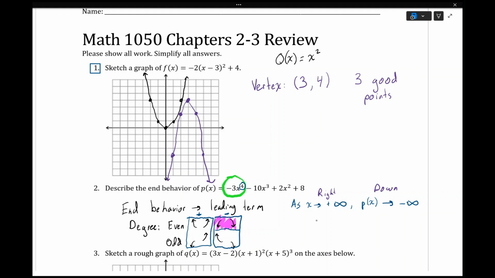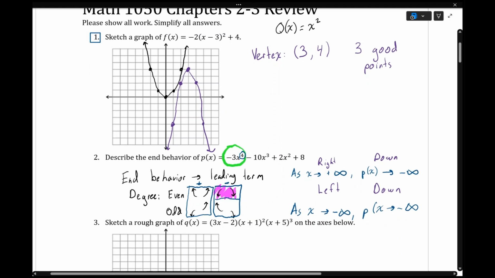And then I want to talk about what's going on the left from the one we highlighted. We know it's left and down. And so the formal way we say that is as x goes to negative infinity, p of x goes to negative infinity. So notice that for the y values or the outputs, for down, I use a negative infinity. If it were up, I'd use positive. And then with the x values, right is positive infinity, left is negative infinity. If you're in my class, I do want the formal notation.